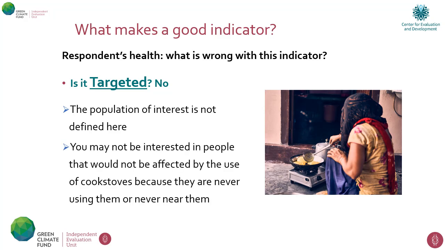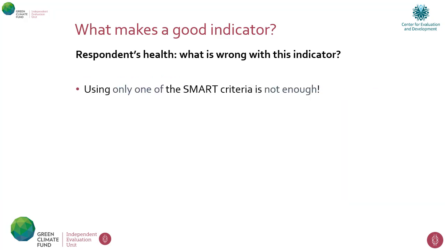Note that you may not be interested in people that will not be affected by the use of cook stoves because they are never using them or never near them when they are being used. To sum up, using only one of the SMART criteria is not enough. We need to combine all of them to define a good indicator.